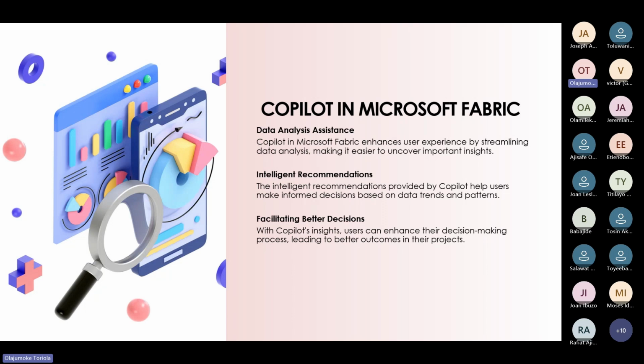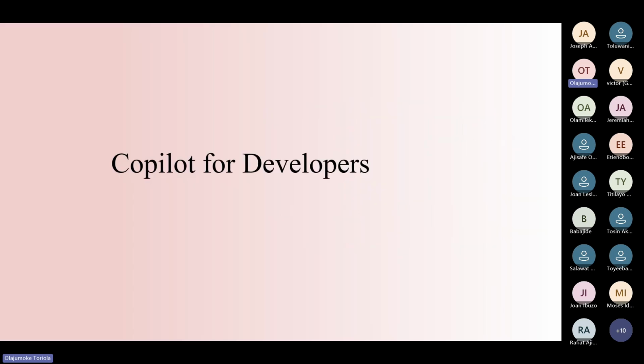So this is another flavor of Copilot. We've talked about Copilot in business applications like your CRM. We've talked about Power Apps. We talked about it in Automate, and now we're talking about Fabric. So that's another flavor of Copilot. Now, let's look at how Copilot is also helping developers.